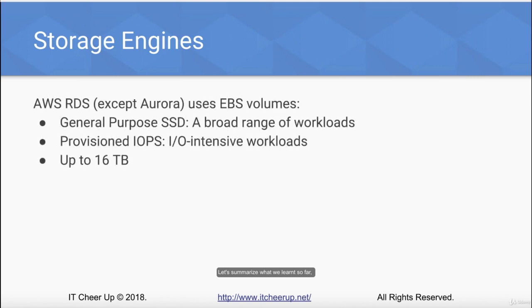Let's summarize what we learned so far. AWS RDS, except Aurora, uses EBS volumes. There are two storage types. General Purpose SSD is for a broad range of workloads. Provisioned IOPS is for I/O-intensive workloads. You can create a MySQL, MariaDB, SQL Server, PostgreSQL, and Oracle RDS DB instance with up to 16 TB of storage.